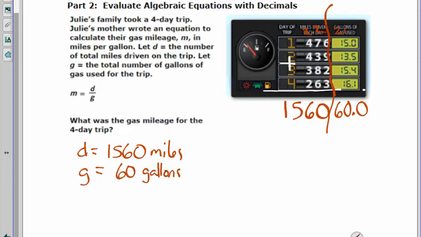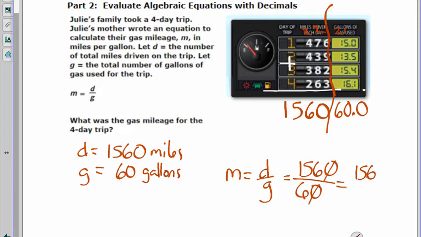Substituting that into my equation, M equals D over G. D is 1,560 and G is 60. I can divide top and bottom, I can see right away, by 10. So I'm going to make that 156 divided by 6, which isn't going to be too bad when I divide that out.